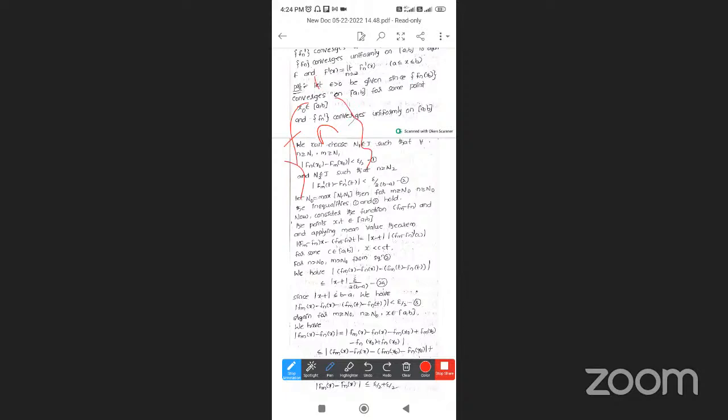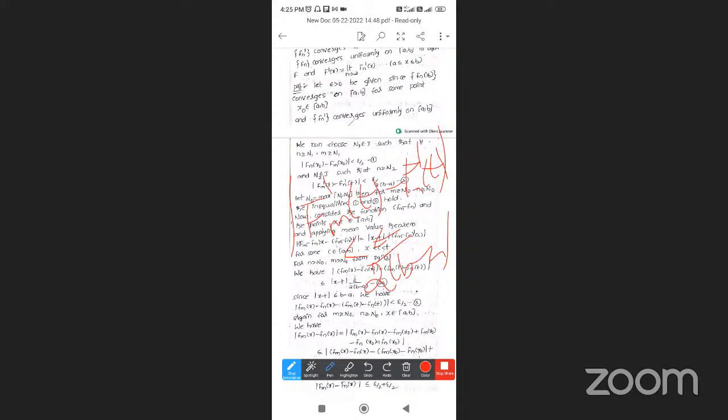So we can choose n1 belonging to j such that for all n greater than or equal to n1, mod of fn of x naught minus fm of x naught is less than epsilon by 2, first equation. And n2 belonging to j such that n greater than or equal to n2, by the definition, mod of f dash m of t minus f dash n of t is less than epsilon by 2 into b minus a, second equation. Let n naught be the maximum of n1 comma n2.